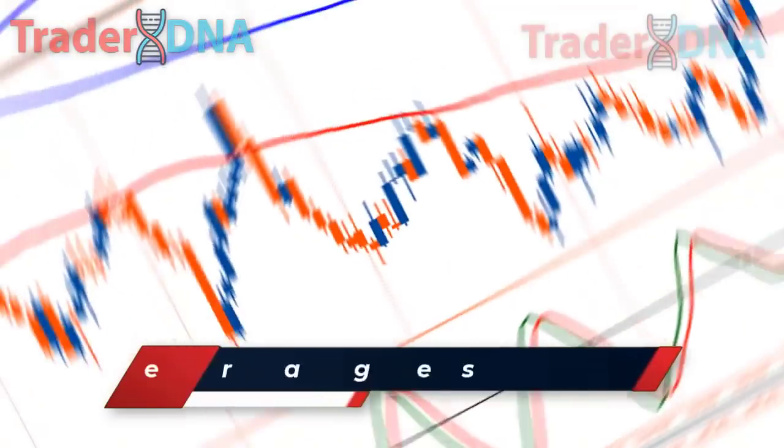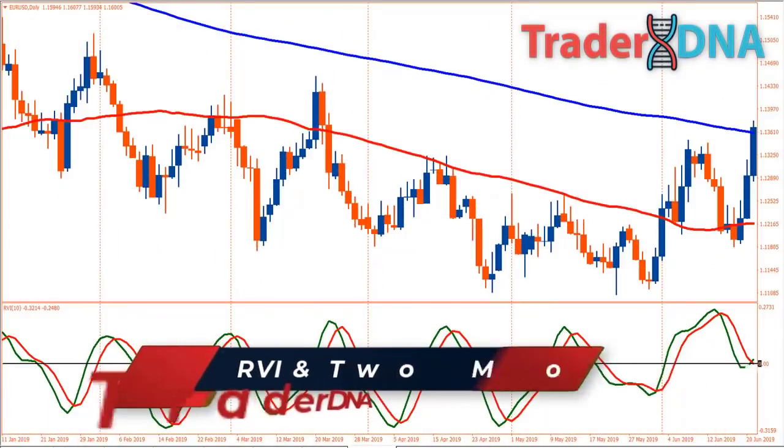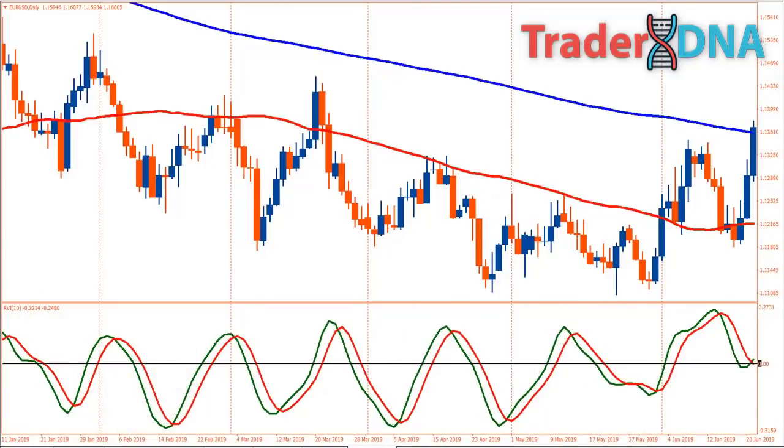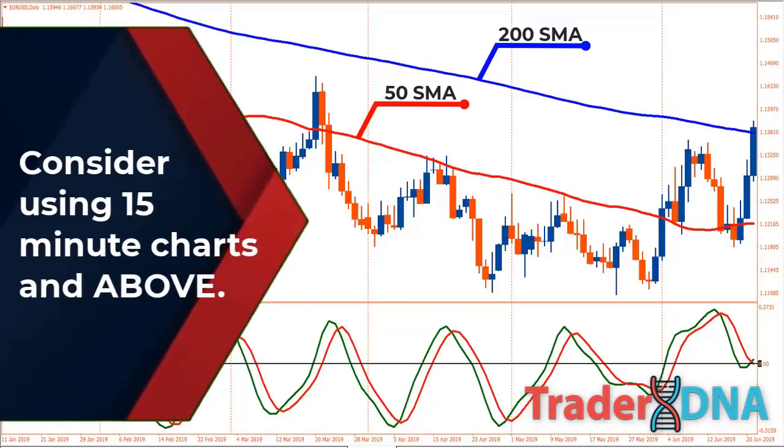Third, relative vigor index and 2 moving averages trading strategy. In our case, we will combine the RVI with the 50 period and 200 period SMA. You can use any time frame, but consider that amount of noise on lower time frames. Consider using 15-minute charts and above.